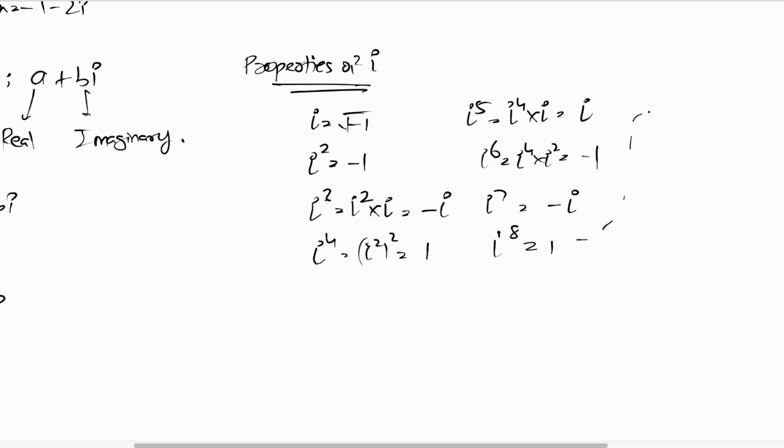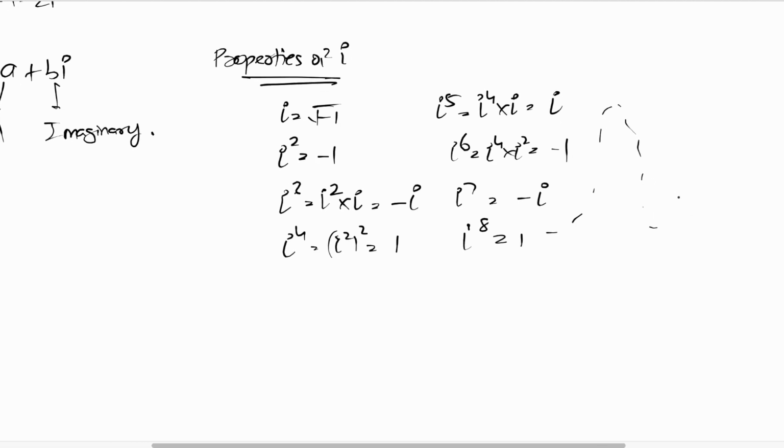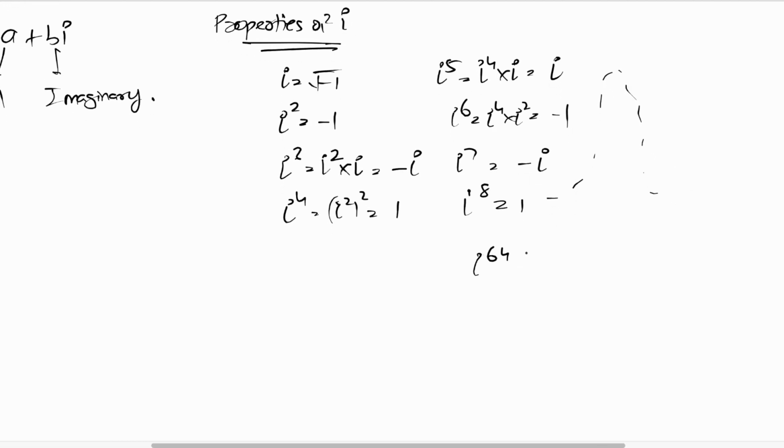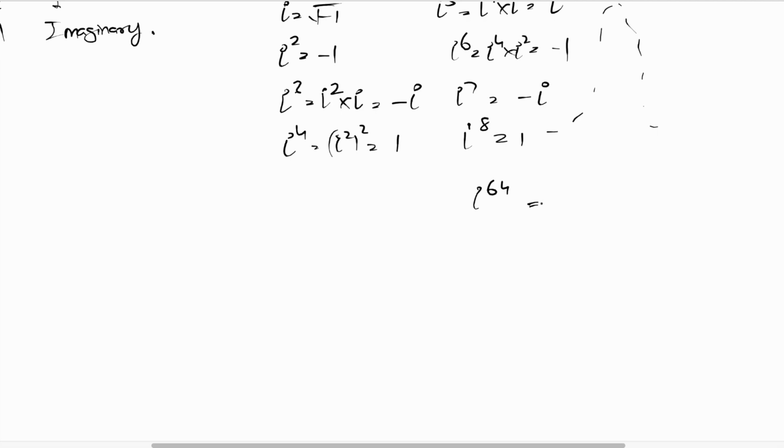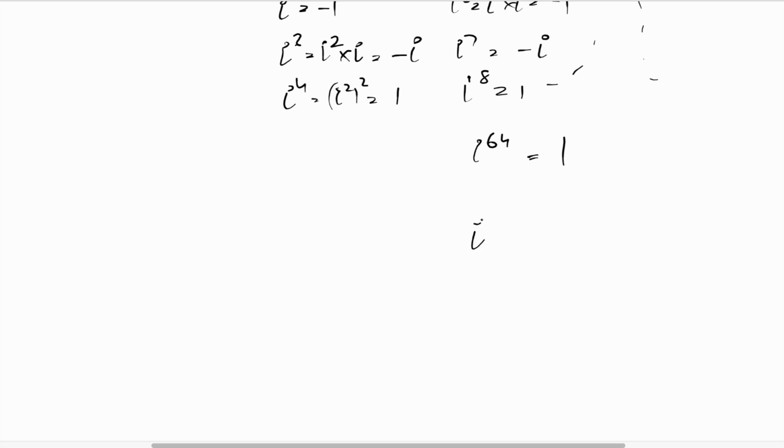So you can see the pattern repeats in cycles of 4. If I have to find i raised to 64, I need no further calculations. I can simply say it's a multiple of 4, so the answer is 1. If I have to evaluate i raised to 73, I have to find the closest multiple of 4 to 73 towards the lower side, which is 72. So I get i raised to 72 into i, which will give me i again, because i raised to 72 is 1.